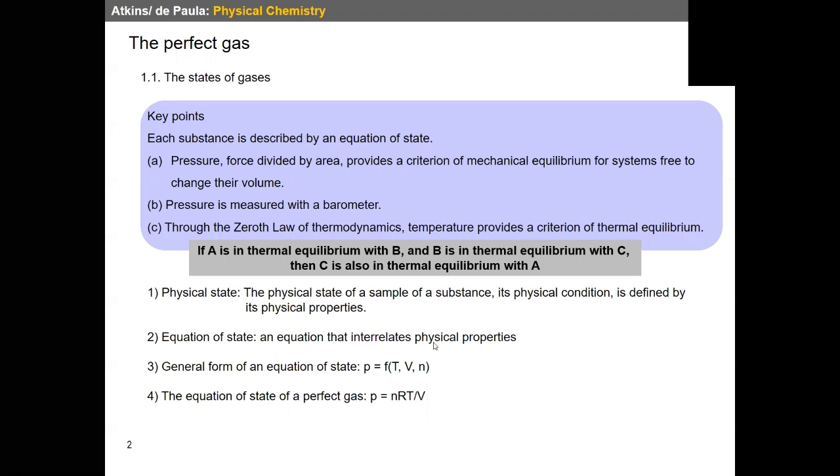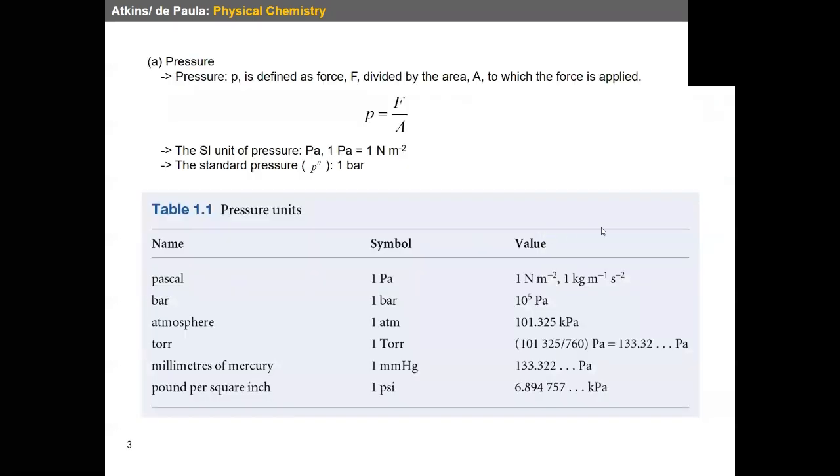Okay, so I will talk a little bit more about the details of this terminology. First, let's talk about pressure. Pressure is denoted by P, and is defined as force F divided by the area A over which the force is applied. So simply, pressure can be expressed as F divided by A.